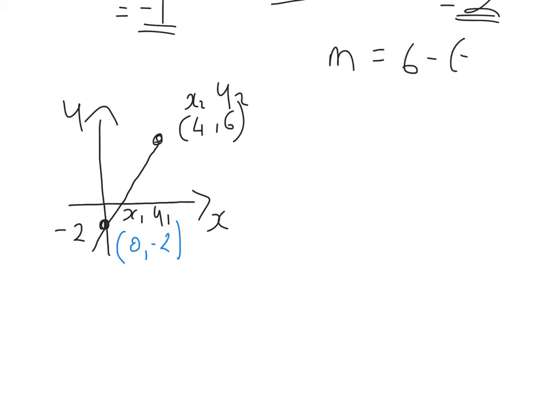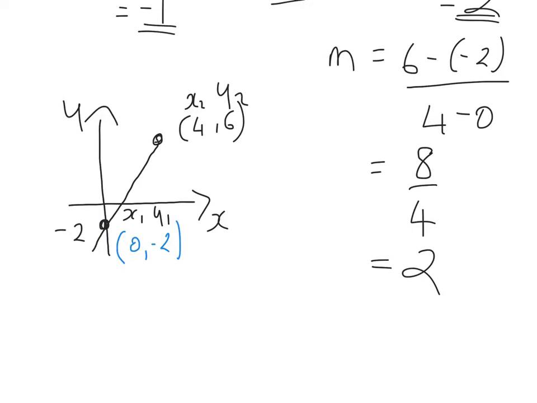6 minus minus 2 over 4 minus 0. 6 minus minus 2 is 6 plus 2, that's 8. 8 over 4, the gradient is 2. The y-intercept, I've got that again, that's minus 2. So y equals mx plus c, it's y equals 2x minus 2.